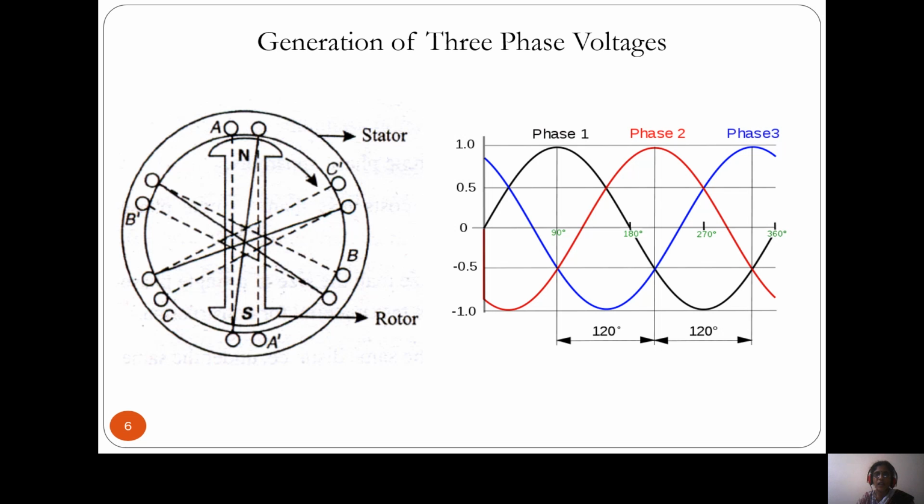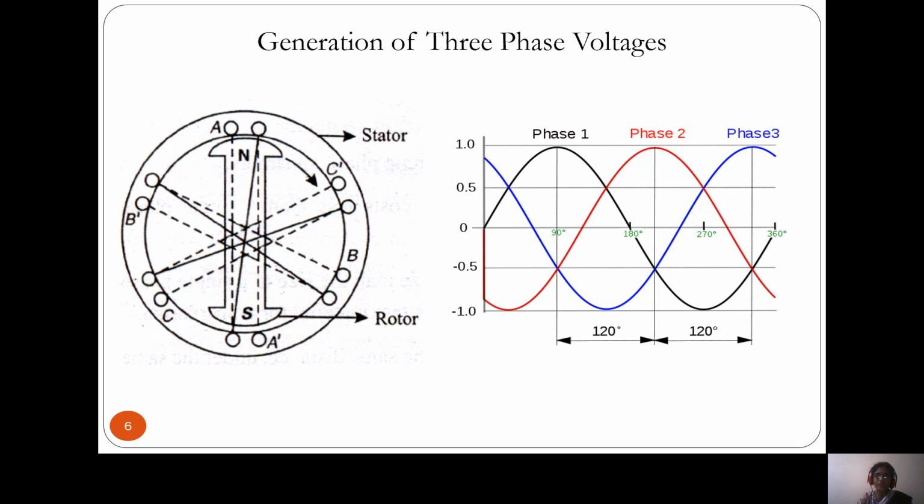The starting ends are A, B, C, and the finishing ends are A dash, B dash, and C dash, and the three phases are R, Y, B, or A, B, C, whichever you want to represent. When the three-phase system produces the three-phase voltages, the magnitudes of phase 1, phase 2, and phase 3 must be the same, and the phase angle must have a 120 degree phase difference between phases. Then only will the circuit be a balanced circuit.